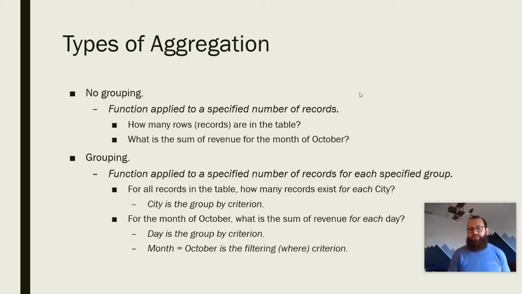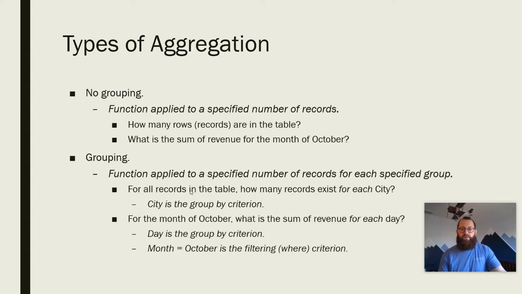So in both of those cases, you're not grouping by any values within a field. The second type of aggregation when it comes to grouping is grouped aggregations, or aggregations grouped by values in another field. So the function is applied to a specified number of records for each specified group. And so that's where the grouping comes in.